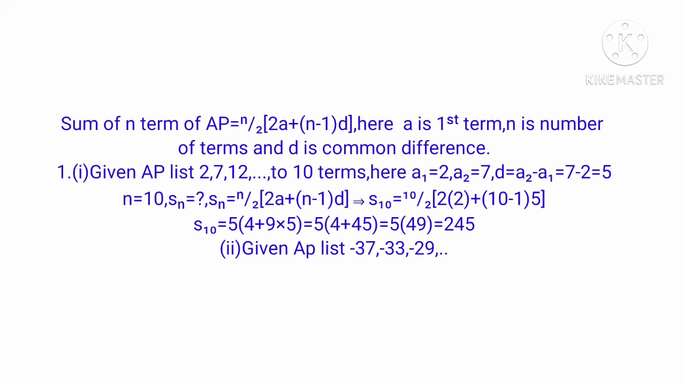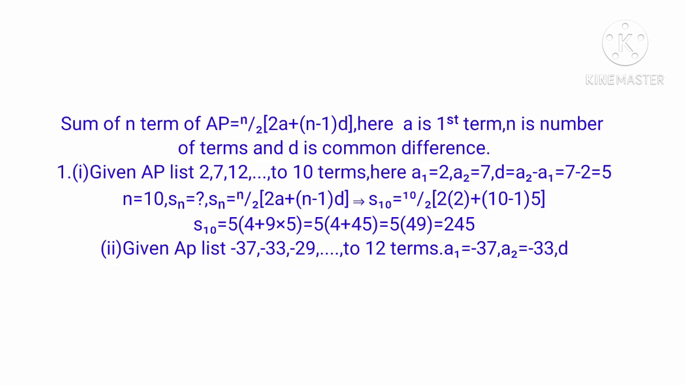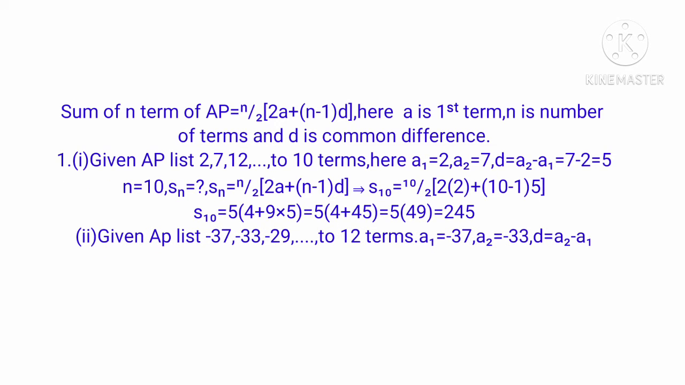S10 is equal to 245. Second question, given AP list minus 37, minus 33, minus 29, and so on, up to 12 terms. a1 is minus 37, a2 is minus 33, and d is equal to a2 minus a1, that is minus 33 minus of minus 37, is equal to minus 33 plus 37, that is equal to 4, and n is 12. Sn is equal to how much?